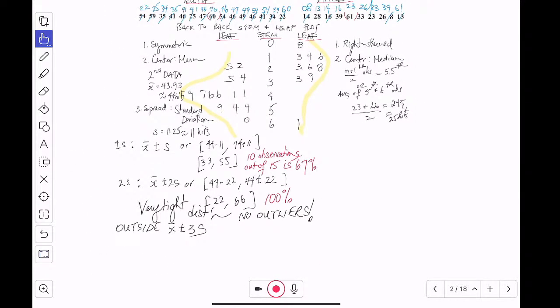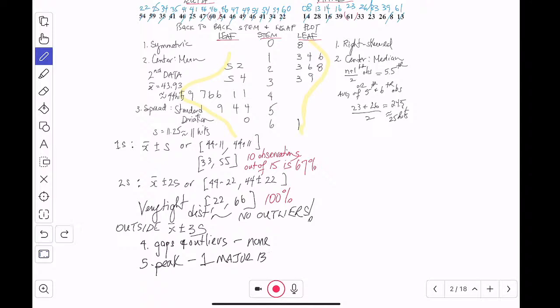All right, so let's wrap it up. The next feature is for gaps and outliers. None of either of them. No gaps and no outliers. And 5, peak. There's one major peak between 40 and 49. And that's it.